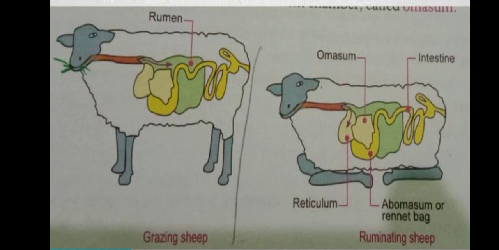The food is then passed into the small intestine, as you can see in the diagram also, where the final absorption of food takes place and the process of digestion ends. The wastes are finally egested.